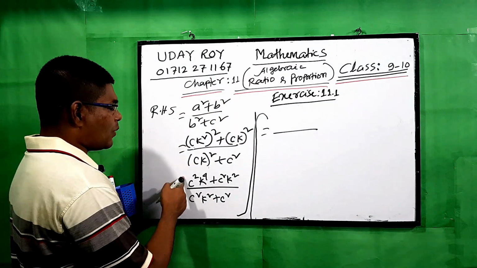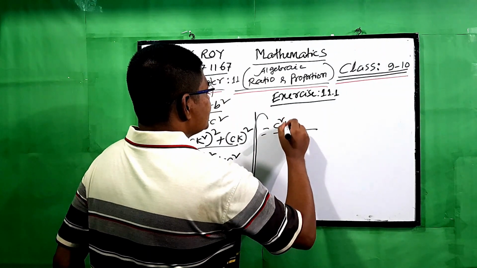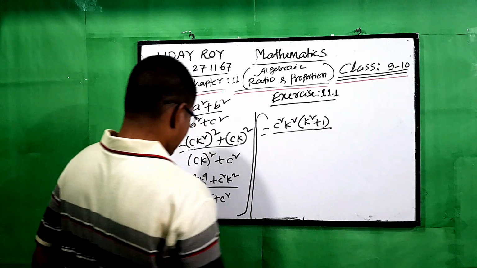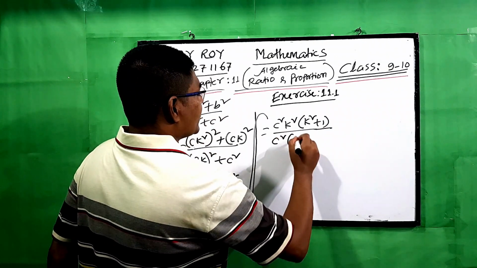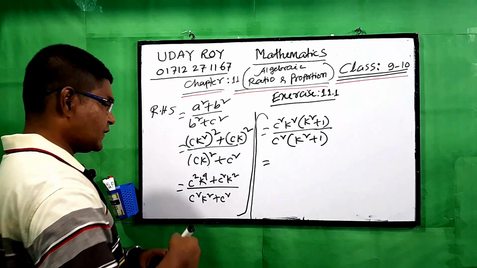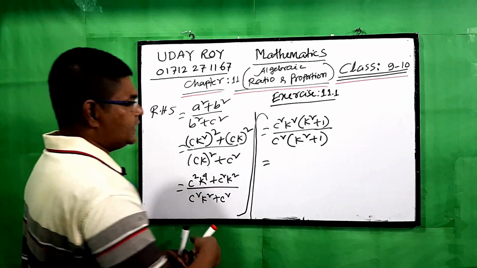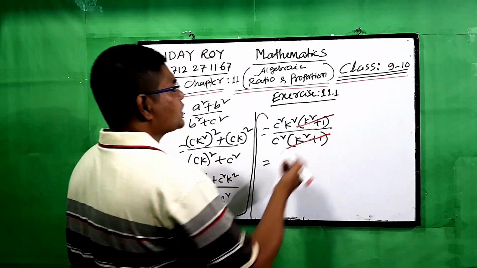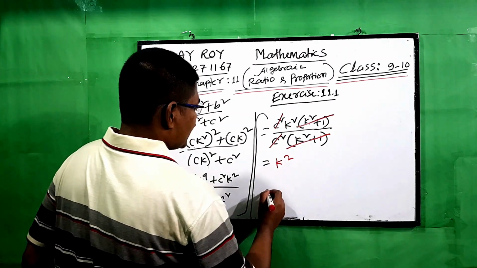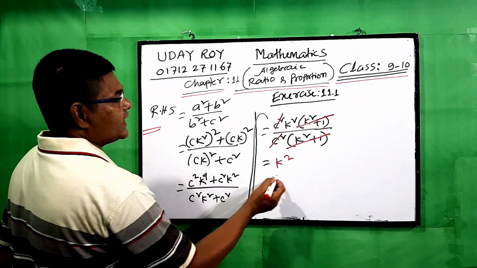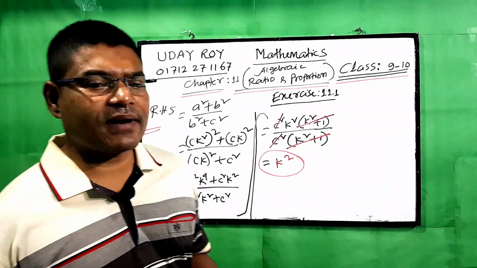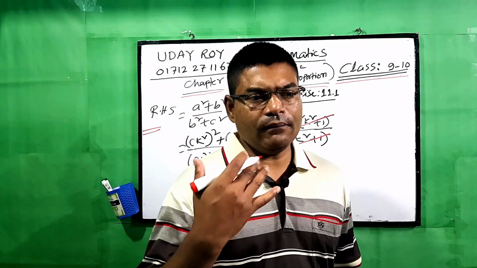Here we have to take common c square k square. Taking c square k square common, we get k square plus 1 divided by c square, k square plus 1. Now cut it: k square plus 1 and c square cancel out, and we get k square. So the right hand side is k square. A few minutes ago we got the left hand side also as k square.